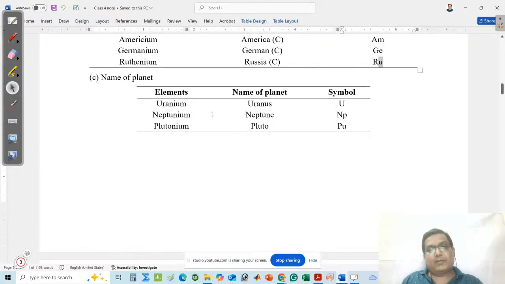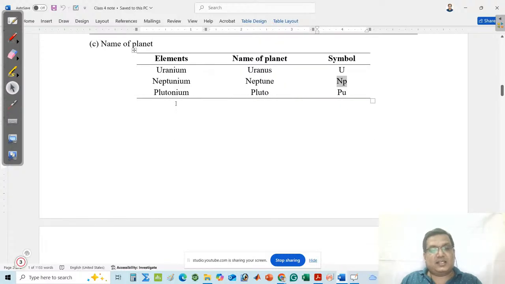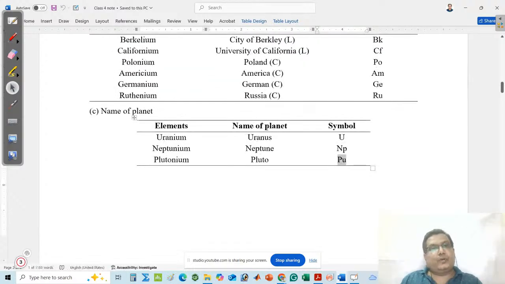Like that, you can think about some elements whose symbol is derived from the name of a planet. Here, uranium comes from the name of the planet Uranus, whose symbol is U. Next, neptunium. It deals with the name of the planet Neptune. The symbol is Np. Next, plutonium. It is related to the planet Pluto, and its symbol is Pu.